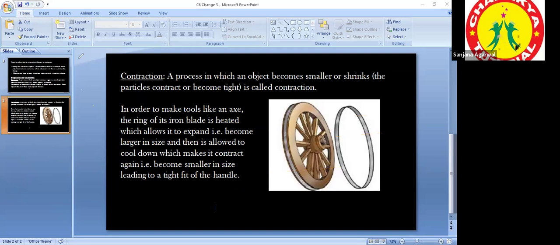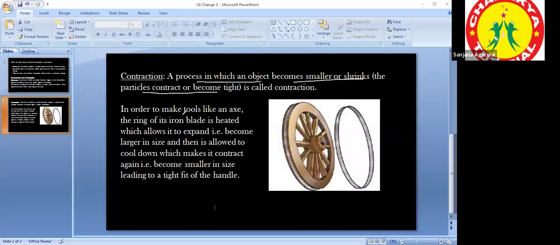Contraction is just the reverse of expansion. In expansion, we raise the temperature of an object, and the object becomes bigger. Whereas contraction deals with lowering the temperature. Whenever the temperature comes down, the object regains its original size, and a little decrease in size is noticed in contraction. It is a process in which an object becomes smaller or shrinks, its particles contract or become tight, and this is called contraction.